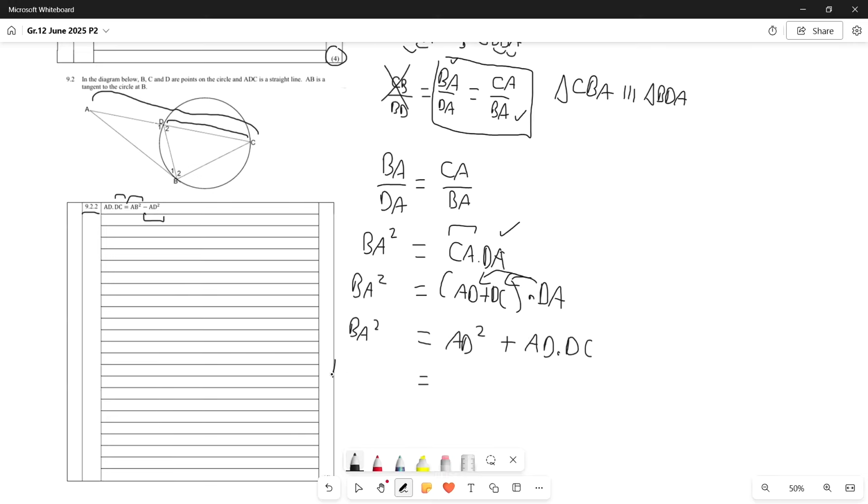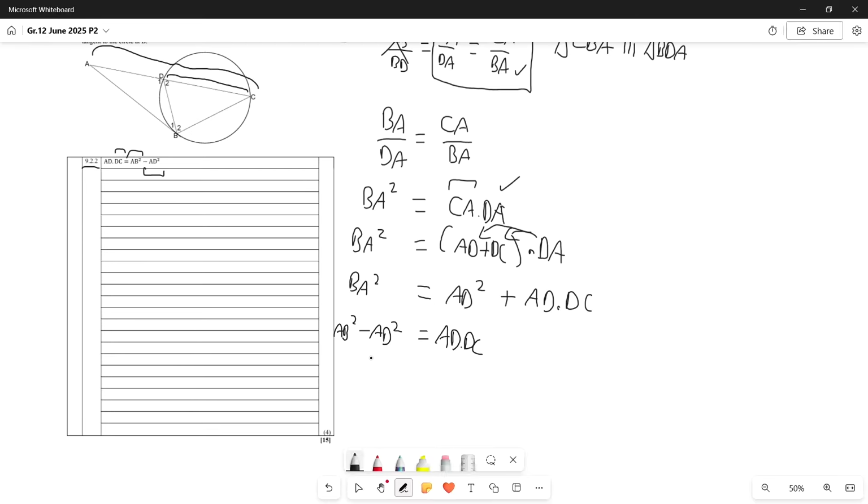And then at this stage, we can just go ahead and say BA squared minus AD squared. That is what we have here. AB squared minus AD squared. We can just rearrange the order of our BA squared, saying that it is AB squared. So AB squared minus AD squared equals AD times DC. And that is what we have here, AD times DC. And that is our final answer.